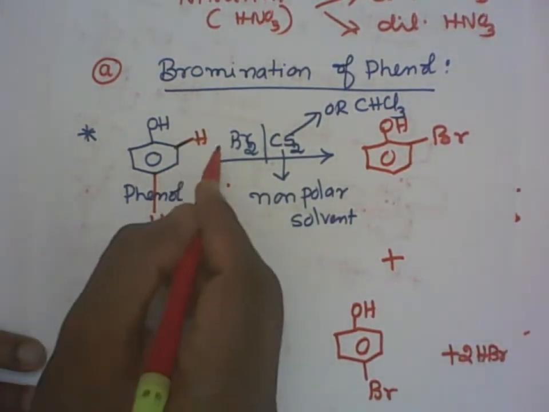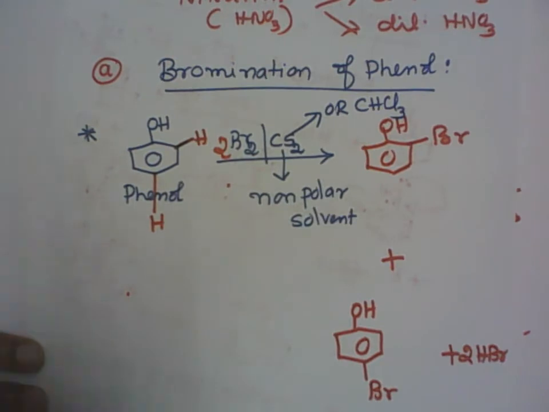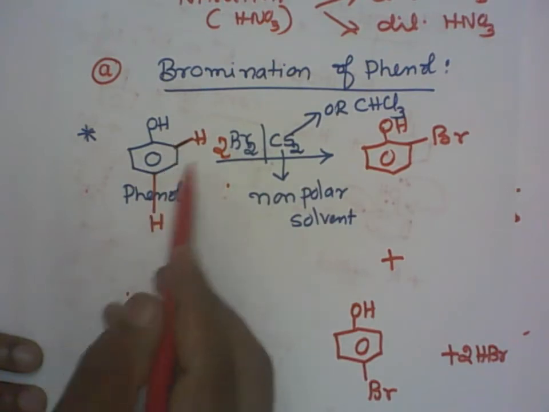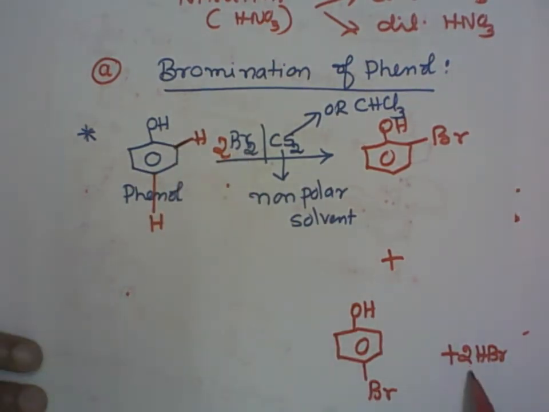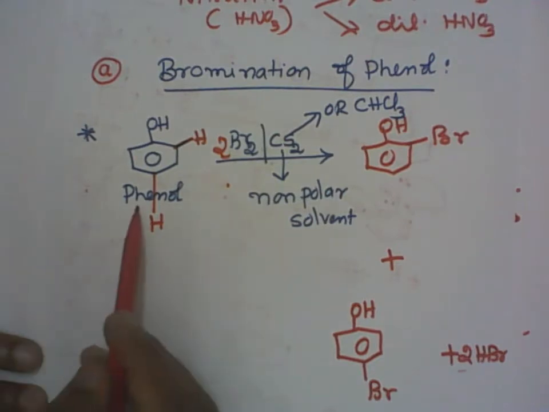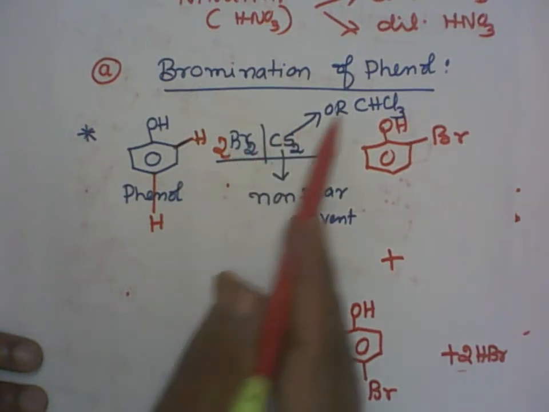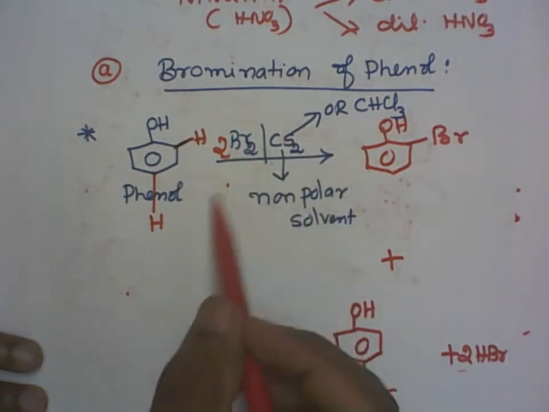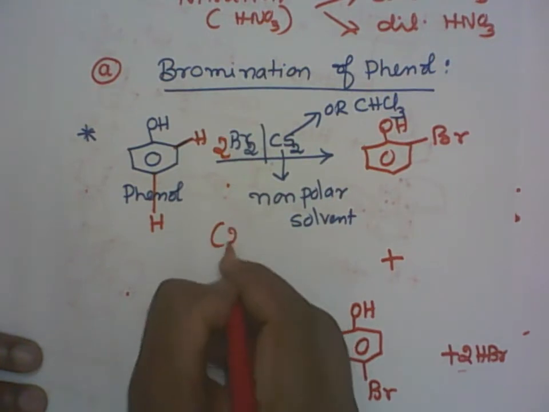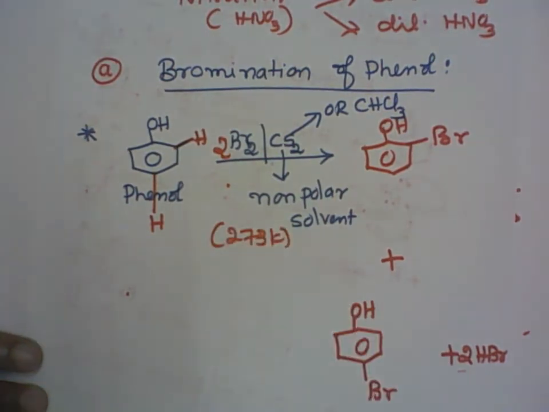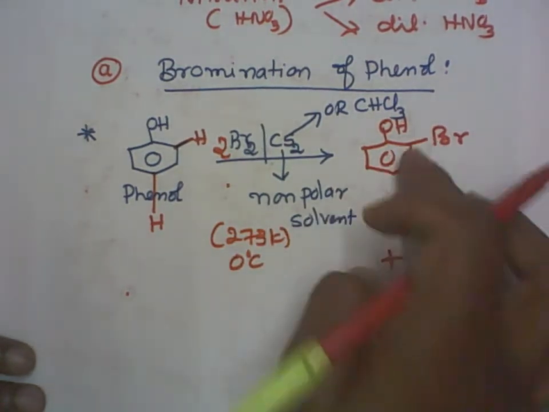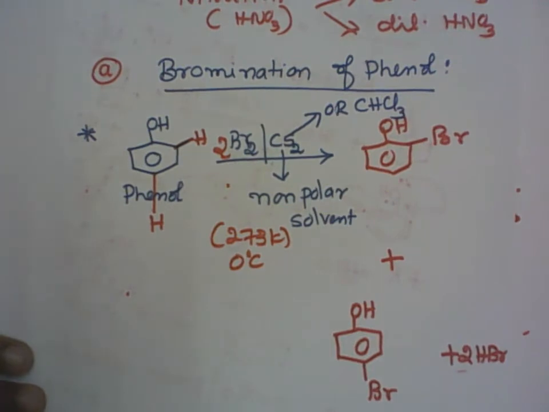That means I require 2 moles of bromine. 2 positions should be occupied, so 2 moles of bromine, and 2 moles of HBr is the side product. So phenol reacts with bromine in carbon disulfide or bromine in chloroform, and generally this reaction is carried out at 273 Kelvin, that is 0 degree centigrade. Lower temperature is required to get two separate products. So the first one is the ortho product, the second one is the para product.